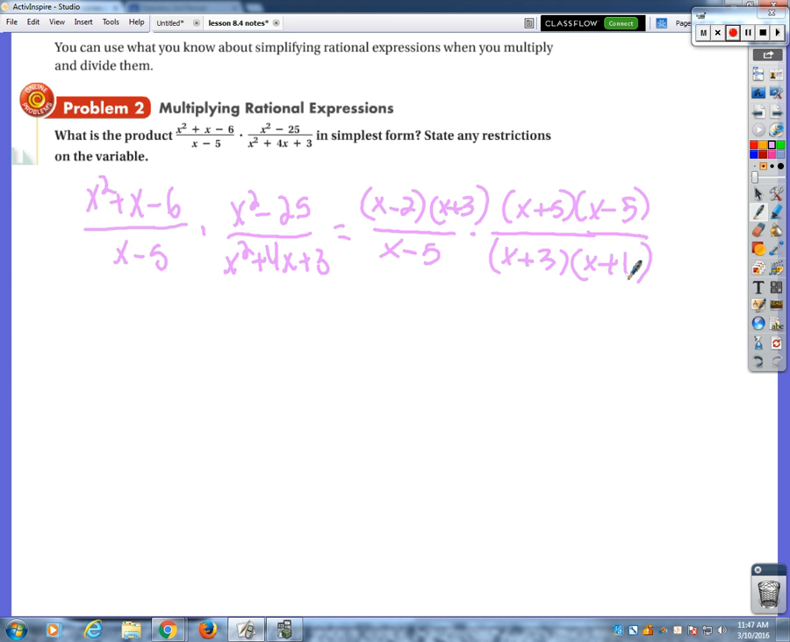Okay, so like I said, good news, bad news. If you're not good at factoring, that's bad news, but the good news is you're going to get lots of practice at it. And so hopefully by the end of all of this, you'll be better at it than you were when you started.